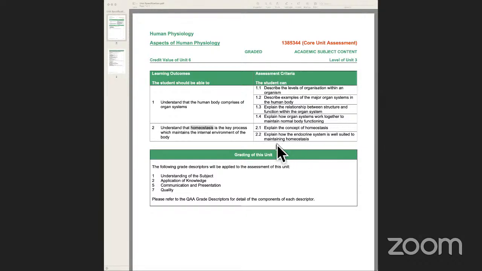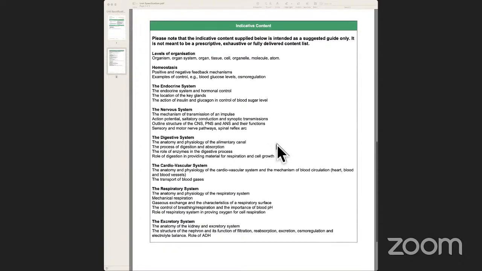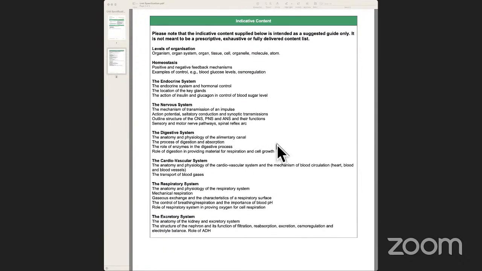Now, the two learning outcomes seem to be quite small in the sense that there are only 2. But there's lots of bits to study and cover within the unit. So when we look at the indicative content, when I scroll down to the second page, you would see first we need to understand the level of organization. How is the organism formed? Then we look at the process of homeostasis, and then we go into the main systems. So this part we will study in Learning Outcome 2, these two.